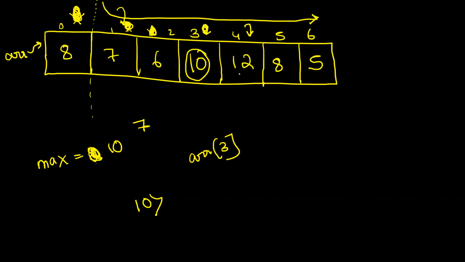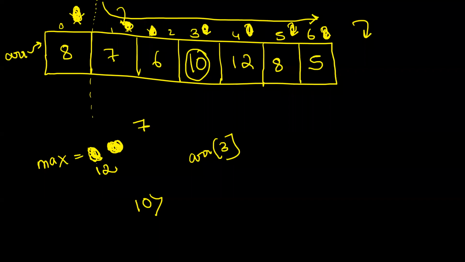I move forward. I come to 12. Is 12 greater than max? Yes. The maximum number that I have encountered till now was 10, and 12 is greater than 10. So I will again update the maximum. Boss, I have found the new maximum, which is 12. Okay. I move forward. Now I come to 8. Is 8 greater than 12? No, it is not. So definitely this is not a maximum. Let's move forward. I come to index 6, which is containing the number 5. Is 5 greater than 12? No, 5 is not greater than 12. So I will move forward and I have finished searching this entire array.